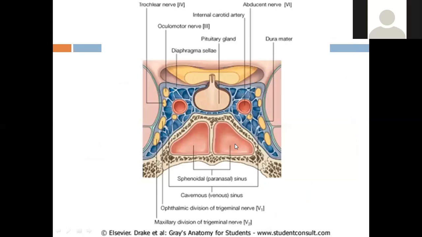Pituitary gland, sphenoidal air sinus. Many pictures are there. All these cranial nerves are related laterally: third, fourth, and fifth, isn't it? Ophthalmic and maxillary divisions are only related, not mandibular. Mandibular goes out through the foramen ovale. That will not be related here.